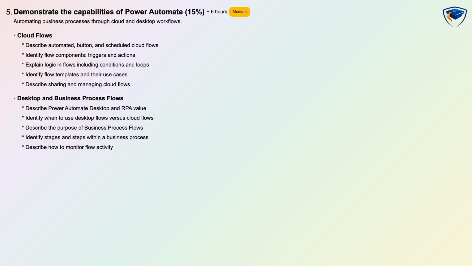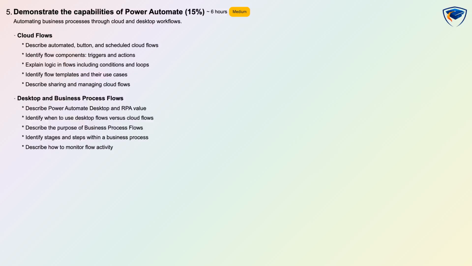Demonstrate the capabilities of Power Automate is 15%, difficulty medium, with an estimated learning time of 6 hours and assessment type hands-on plus conceptual. You will learn to automate business processes using cloud flows, including automated, button, and scheduled flows, and to identify triggers, actions, conditions, loops, and templates.